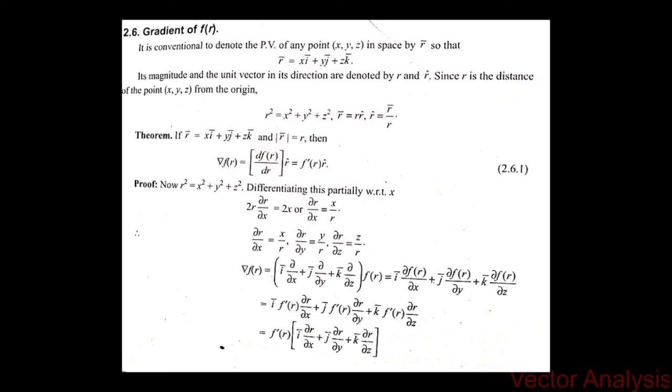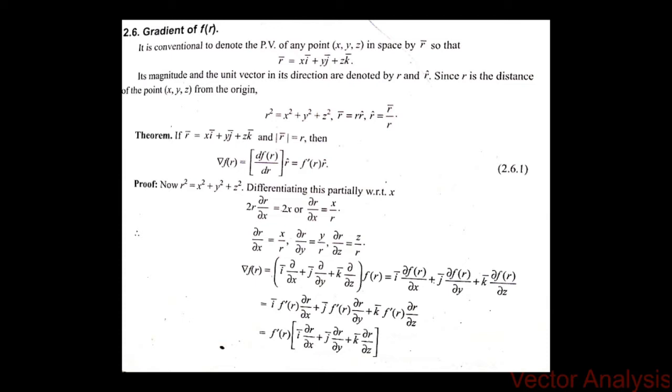In vector analysis, we are going to discuss an important theorem. If R is a position vector xi plus yj plus zk and the modulus of R vector is R, then we have to prove that del f of R is equal to d by dr f of R into R cap, that is f dash of R into R cap.